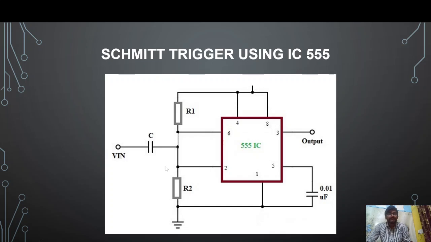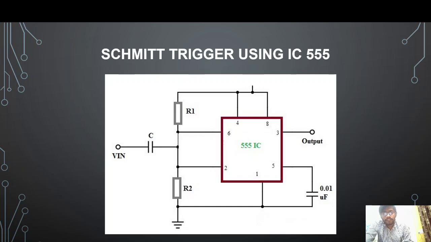The circuit diagram is this, and the circuit can be built using basic electronic components, but the IC 555 timer is an essential component in this circuit. Both pins 4 and 8 are connected to the VCC supply, and the two pins 2 and 6 are shorted, and the input is given to these pins with the help of a capacitor.